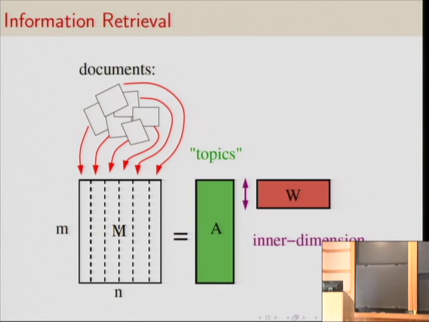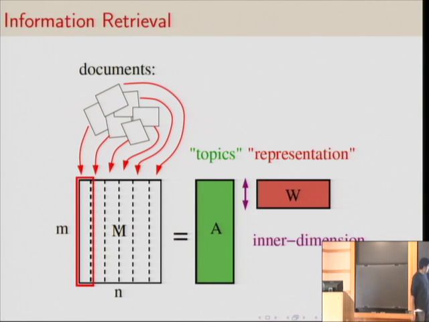Namely, we can think of each column in A, since it's a distribution on words, as in a sense being a topic in the database. It's a distribution on words. And similarly, each column in W will be a representation of a document as a distribution on topics.